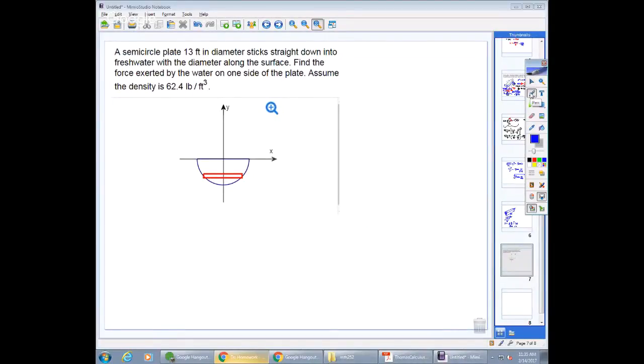Okay, so let's see, what do we have here? So they drew part of the picture for us. In this case, this is going to be my dy, that little height right there. Uh-oh, my pen's not tracking, hang on. If I can fix it.